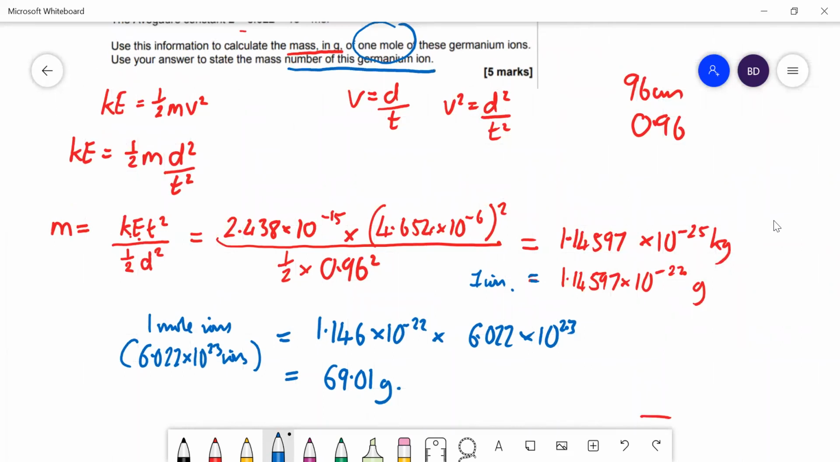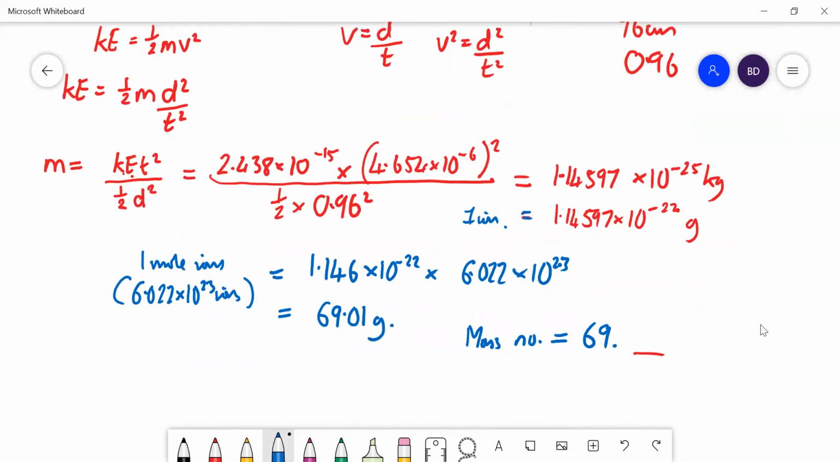Well, mass number is going to be whole numbers, the number of protons plus neutrons. So the mass number must be 69. That is our answer. Okay, slightly different take on the time of flight calculation than they usually ask, where quite often they ask you to work out the time of flight. They're giving you the time of flight there and you have to work things out backwards.